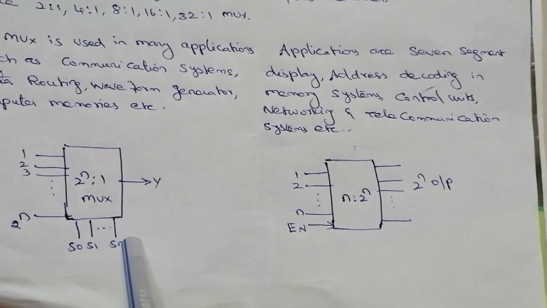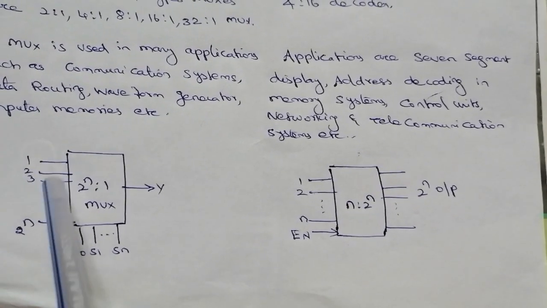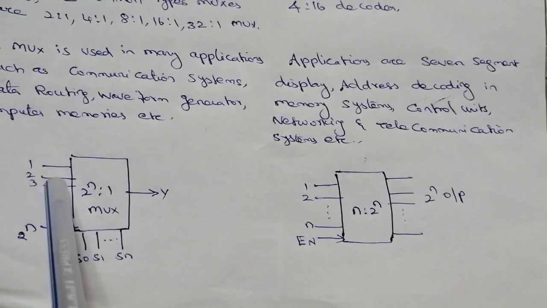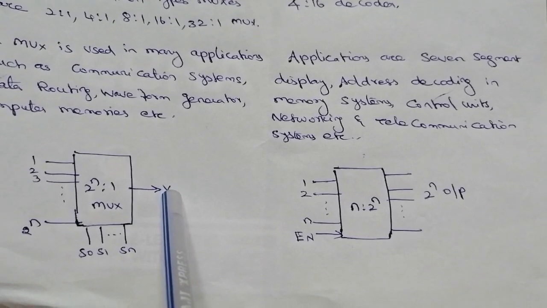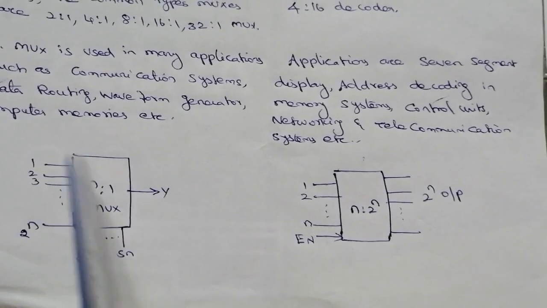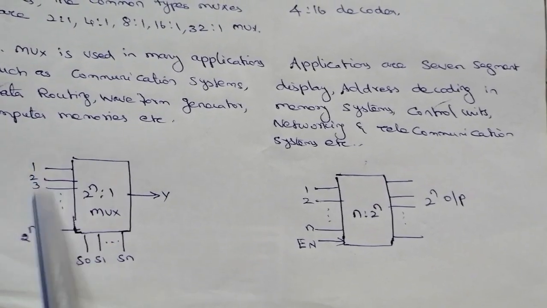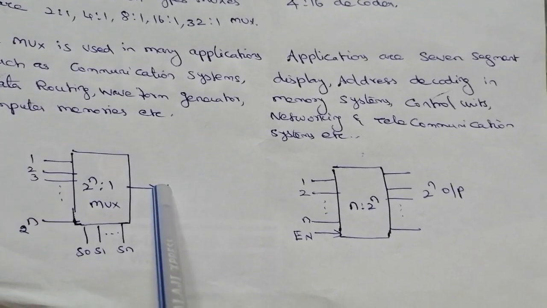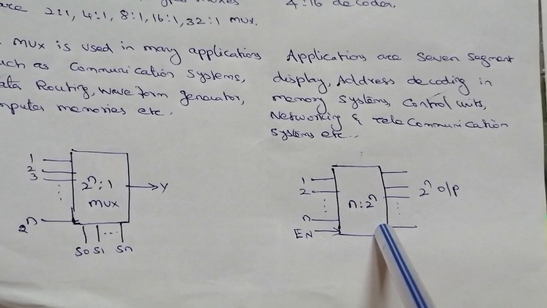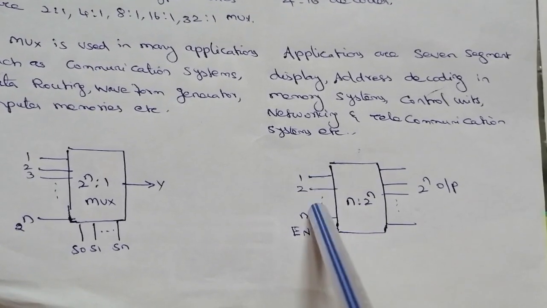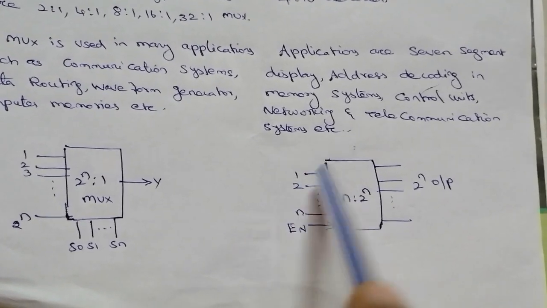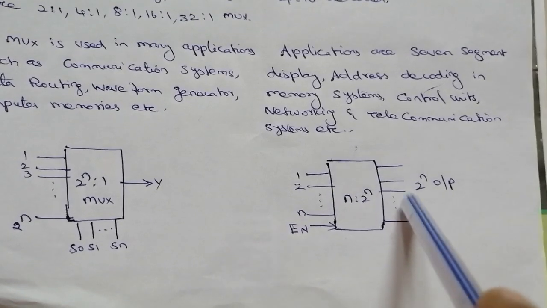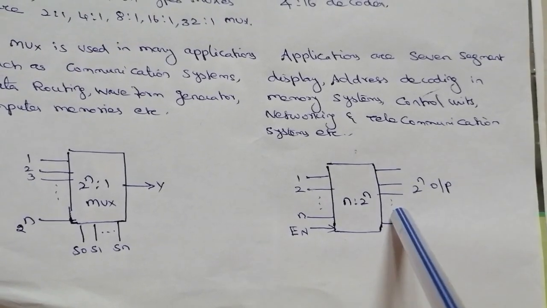So a mux selects one of the several inputs and transmits the selected input signal to a single output. Whereas a decoder accepts the n input binary codes and converts them into corresponding output signals.